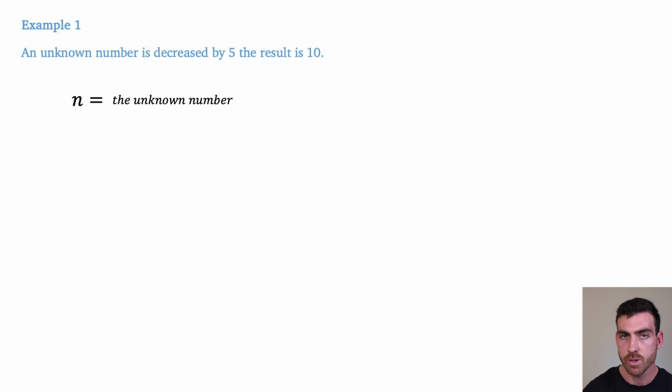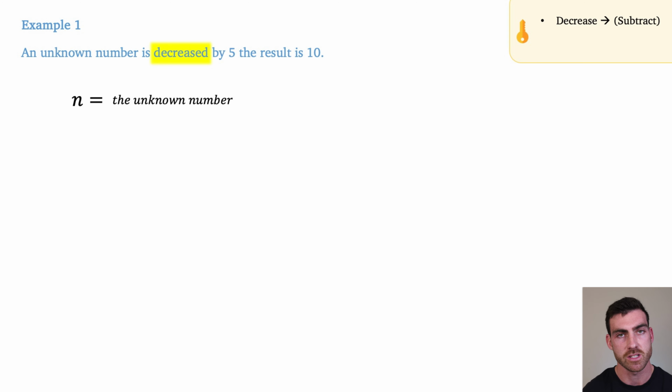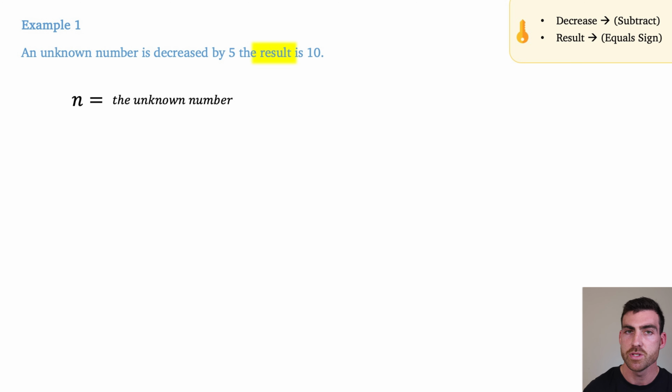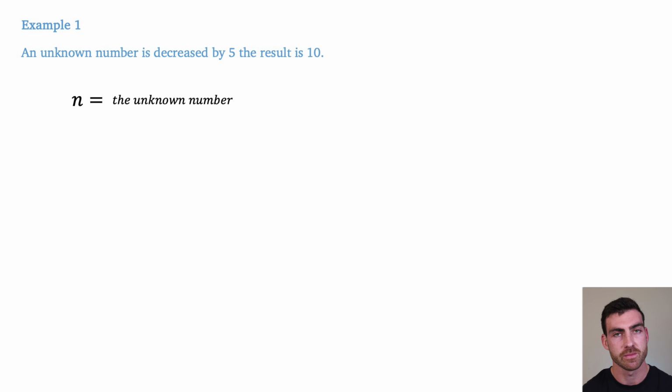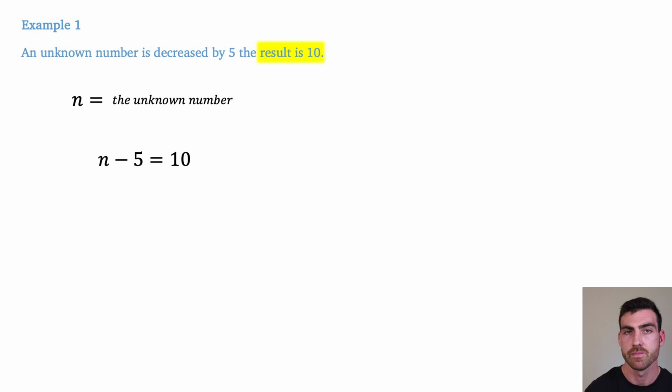Before we write down the equation, let's quickly check how each word translates to our math expressions. Decrease is to make the number smaller, which is the subtraction operation. Result represents the final outcome, which is an equal sign. Now we can write the equation. We start with the variable n, then subtract 5, and this equals 10.